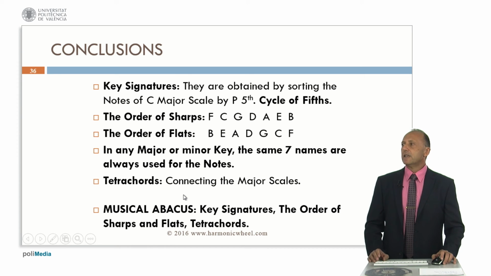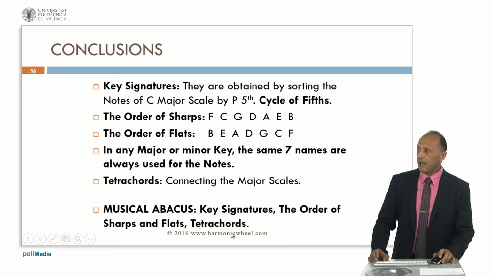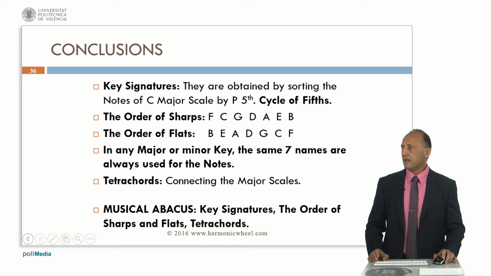As conclusions, the key signatures are obtained by sorting the notes of C major scale by perfect fifths, which leads us to the cycle of fifths. The order of sharps is F, C, G, D, A, E, B, that is following a sequence of perfect fifths, and the order of flats is similar but by perfect fourth, that is B, E, A, D, G, C, F. In any major or minor key, the same 7 names are always used for the notes.